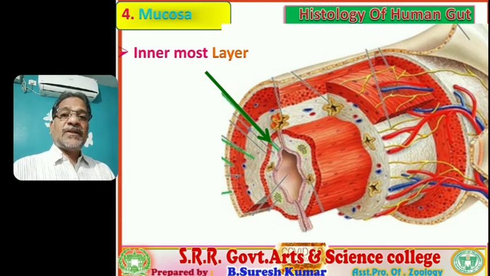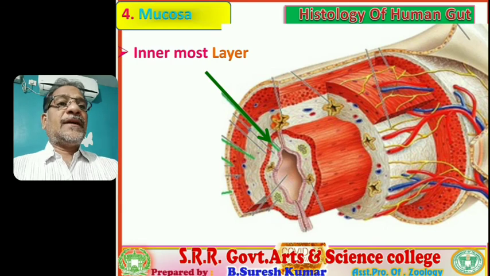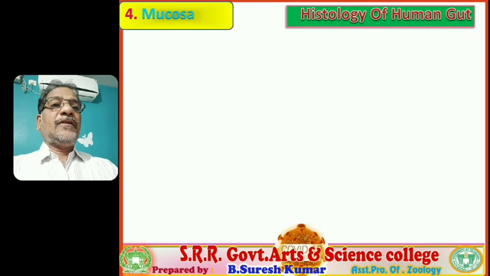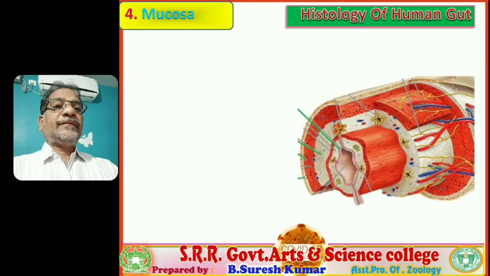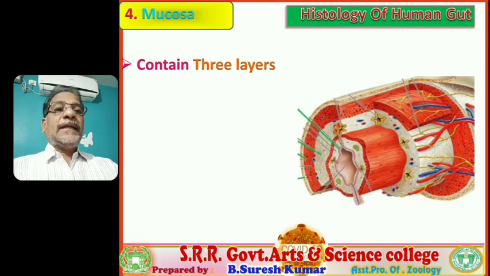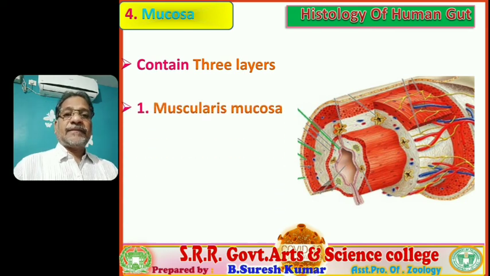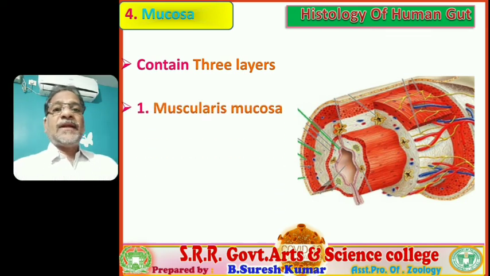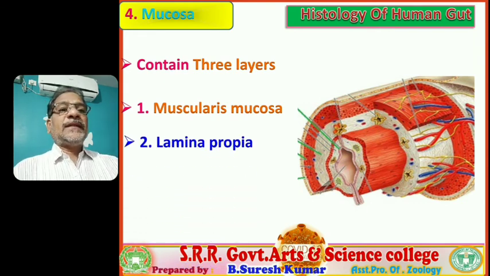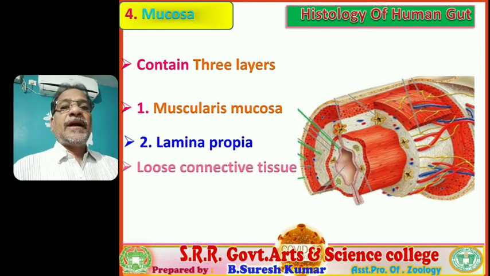Due to the presence of abundant goblet cells, due to secretion of mucus in this layer, the layer is named mucosa. It is the innermost layer. And next, you observe this visual, and it contains three layers. Again, the mucosa layer contains three layers. The first one is muscularis mucosa, second one lamina propria, and third one loose connective tissue.